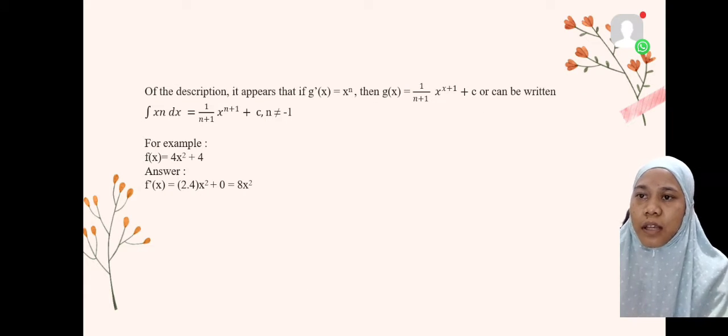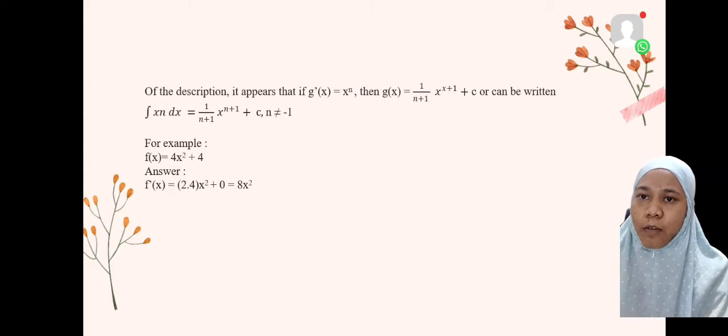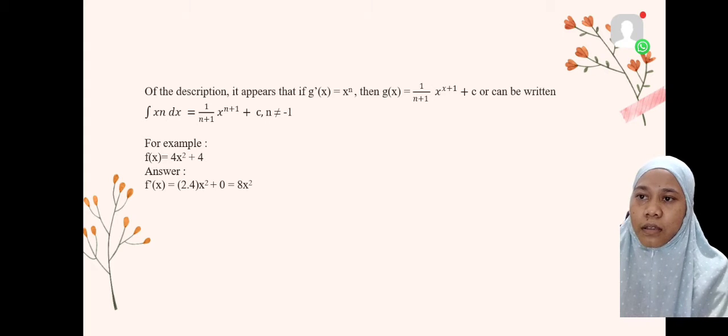From the description, it appears that if G'(x) equals x to the power of n, then G(x) equals 1 over n plus 1 multiplied by x to the power of n plus 1, plus a constant, or it can be written as the integral antiderivative operation of x^n dx equals 1 over n plus 1 multiplied by x to the power of n plus 1 plus c or constant, n is not equal to minus 1.